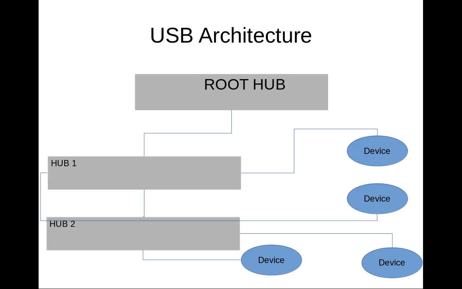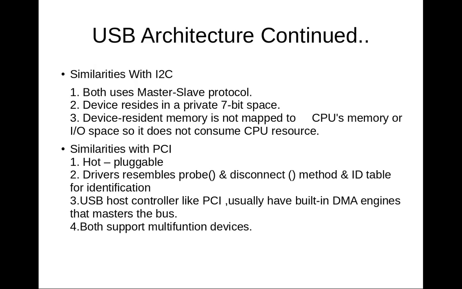So how is this attained? You have a single piece of hardware, and to that hardware you attach hubs. This is a kind of network topology. Each hub can support devices. In this architecture, you can see you have a root hub, then hub 1 and hub 2. In hub 1, there's one device. In hub 2, there are three devices.